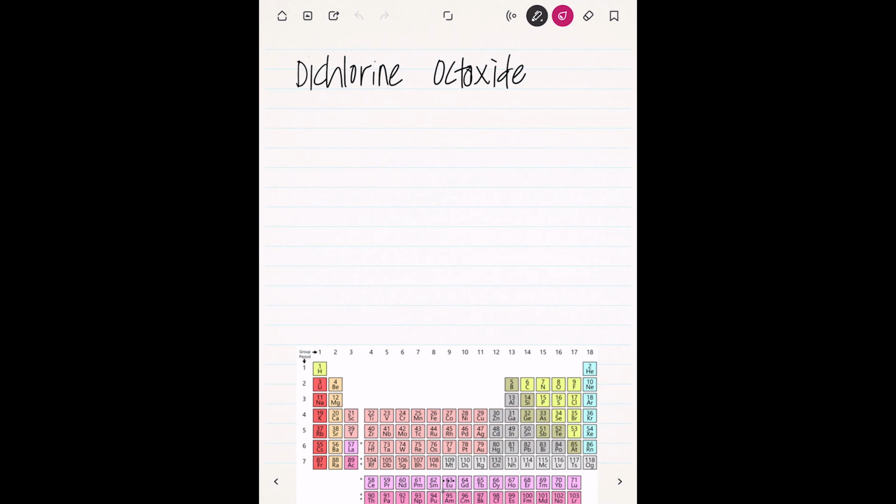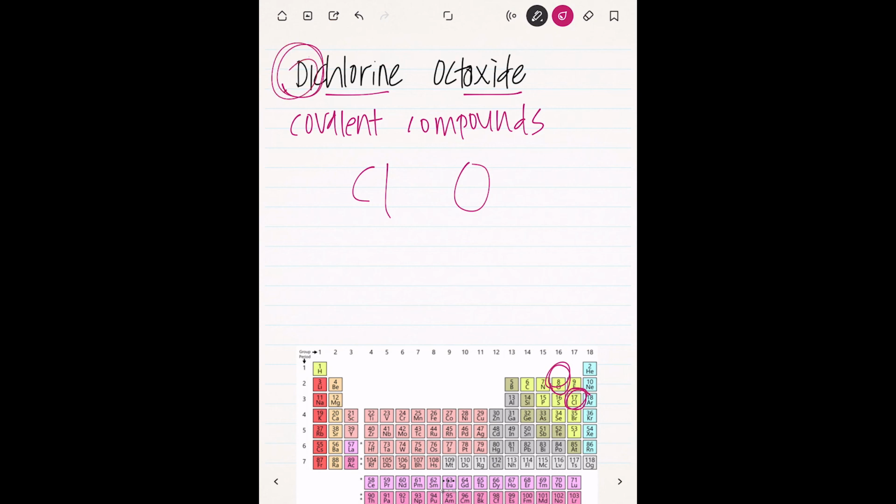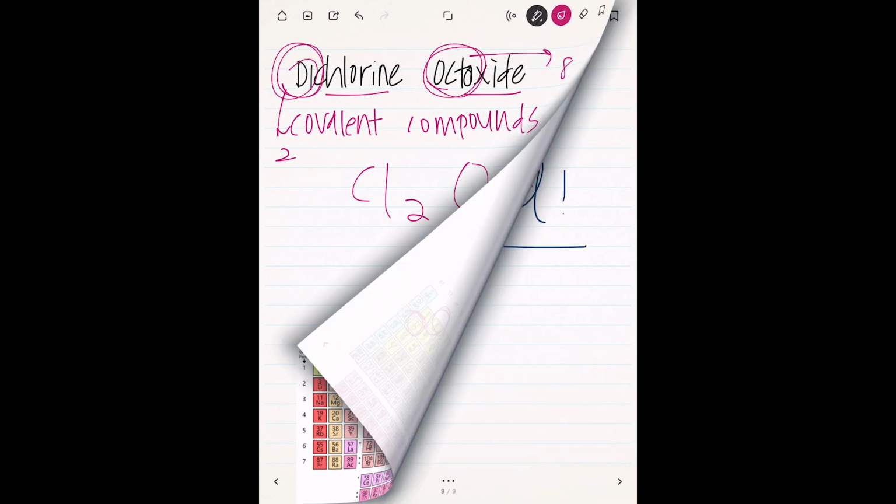Dichlorine octoxide, chlorine and oxygen. We notice here, it's right here. Again, we have covalent compounds. Chlorine is Cl, oxygen is O. Di is 2, octo is 8. So we have Cl2O8. And there we have it.